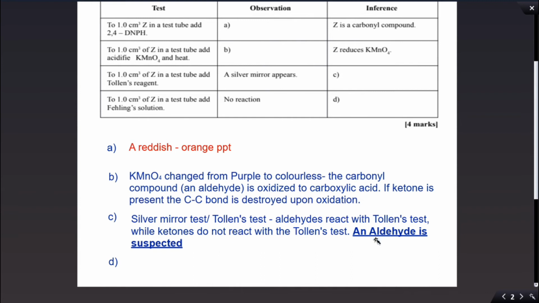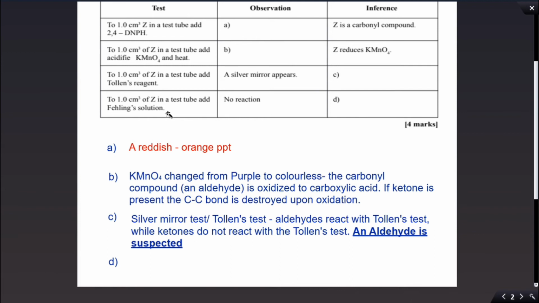Now we are being more specific about which carbonyl compound, and in this case, based on the test with the Tollens reagent and compound Z, an aldehyde is suspected. Let's look at what D has to offer.